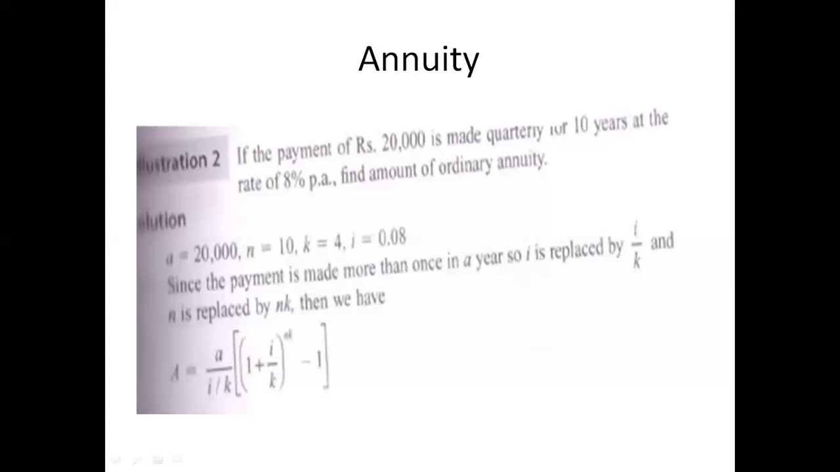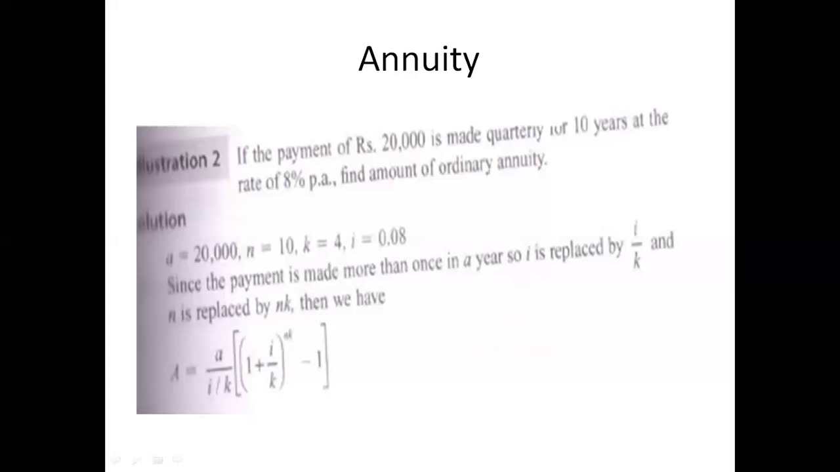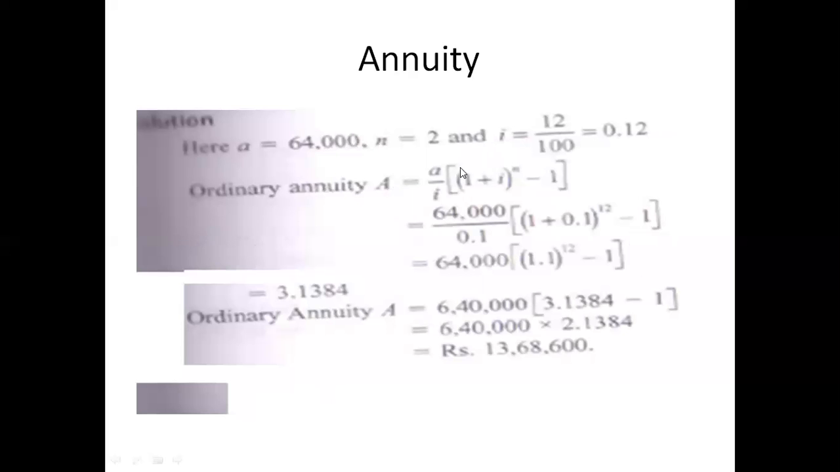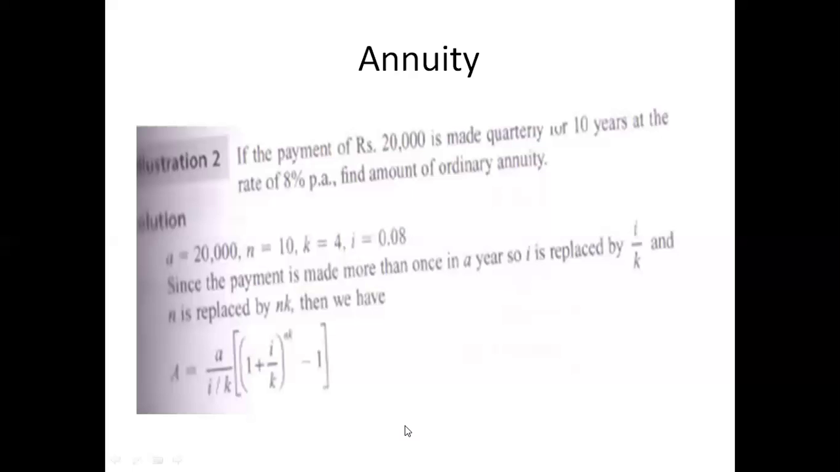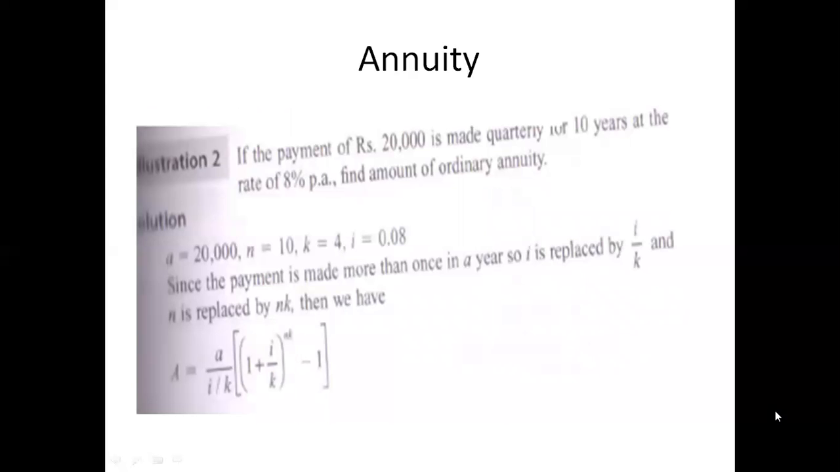Since the payment is made more than once in a year, in this particular formula the denominator A by I is replaced by A divided by I by K. Inside the bracket it was 1 plus I, and we have replaced it by 1 plus I by K, to the power of N into K. Previously it was only N, and now it is N into K, minus 1. So I is replaced by I by K, and N is replaced by N into K.